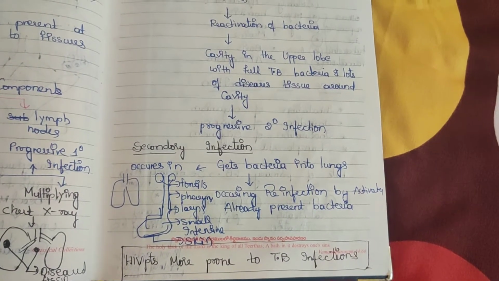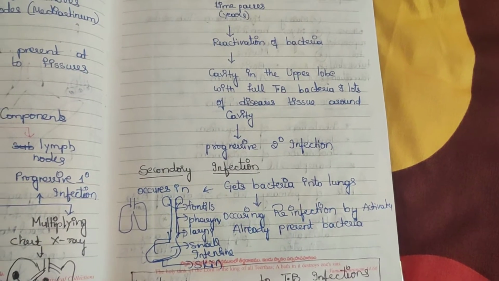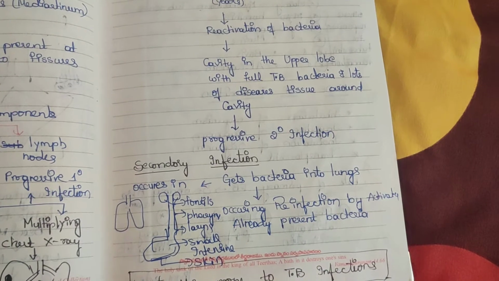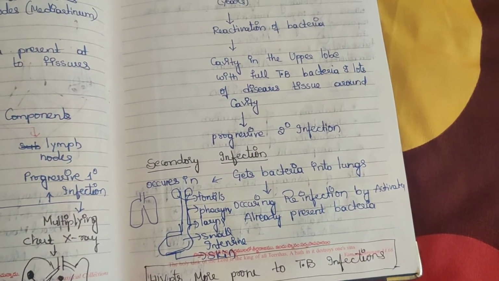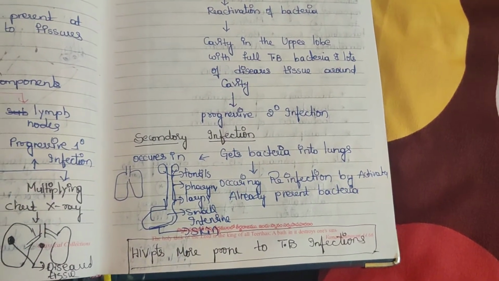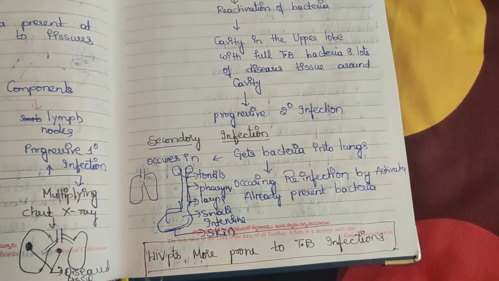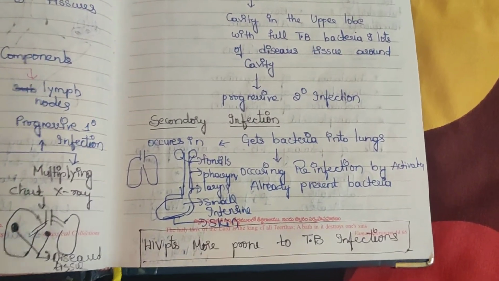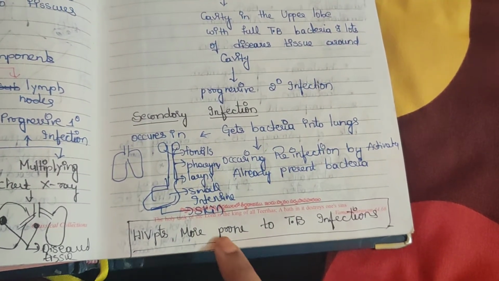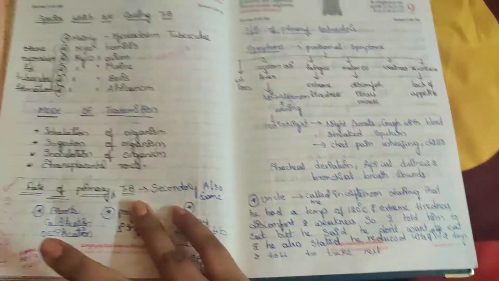Secondary infection is nothing but this: as we already have bacteria in our body, if the person already having the primary infection is exposed when some other person coughs, the bacteria enters the body again, and the bacteria which is sleeping inside will be reactivated by the bacteria which has entered from the other host. Now the other most important point is that HIV patients are more prone to tuberculosis infection. It's the most important point to remember.